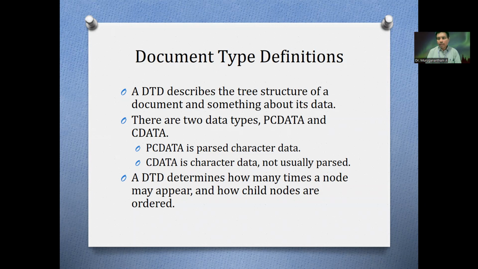So when you want to represent data in XML, for DTD we basically have two data types. One is called PCDATA, another one is called CDATA. PCDATA is nothing but parsed character data, and CDATA is nothing but character data, which is not usually parsed. So a DTD basically determines how many times a node can appear, as well as how many child nodes can be added. For that, this particular DTD is used.